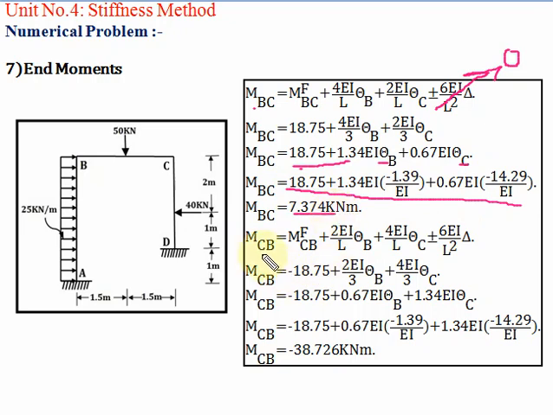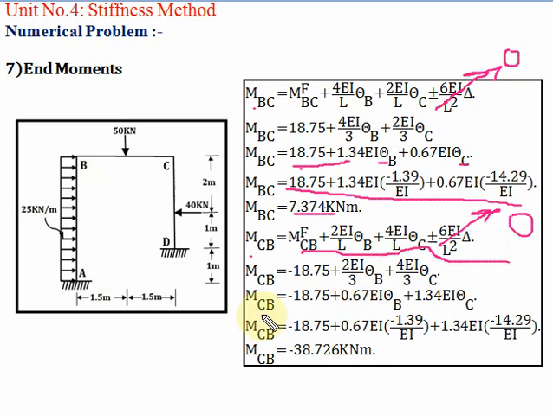Okay, now we'll find the end moment in member CB, applying the slope deflection equation. So MCB equal to MFCB plus 2EI upon L theta B plus 4EI upon L theta C plus minus 6EI upon L square delta. Now here, the value of delta is what? It's 0 because member CB is a horizontal member. Okay, put the value of length and fixed end moment.